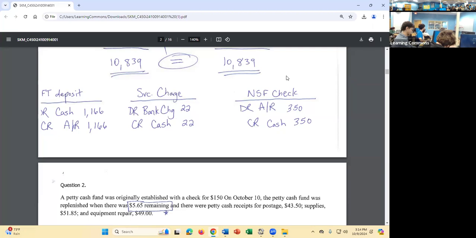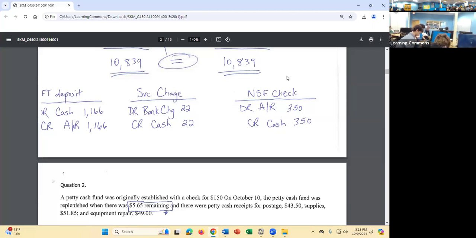Then we're going to tell what all of that money was for. So $43.50 was for postage. $51.85 was supplies. And then we have repairs and maintenance, 49. So the only time we touch petty cash is when we establish it, when we close it, or if we increase or decrease the balance in it. For the replenishment, we do not touch petty cash, the actual account.